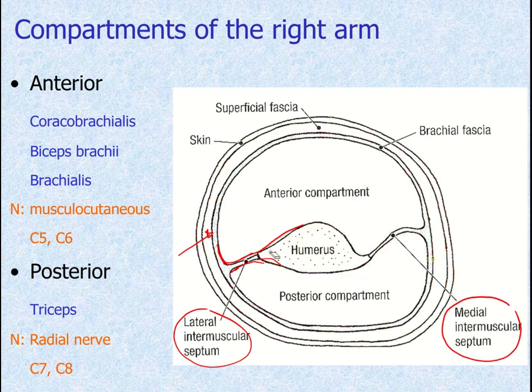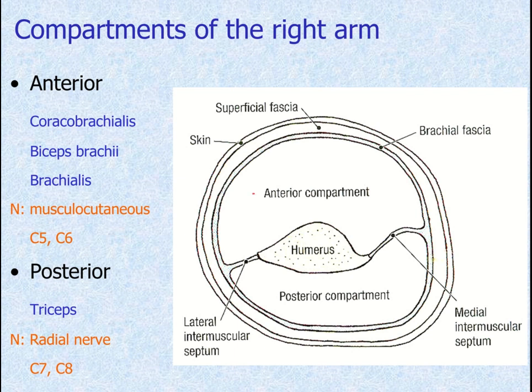This is not the time to talk about it in detail, but just remember this point. The intermuscular septa are a continuation of the deep fascia, which continues deep into the bone as the periosteum. Therefore, it's a firm attachment.